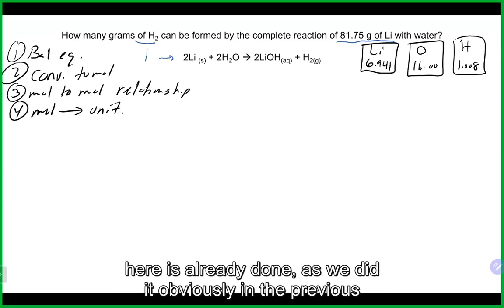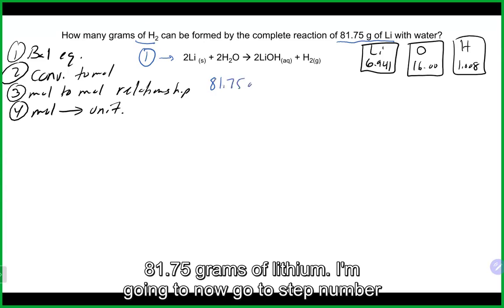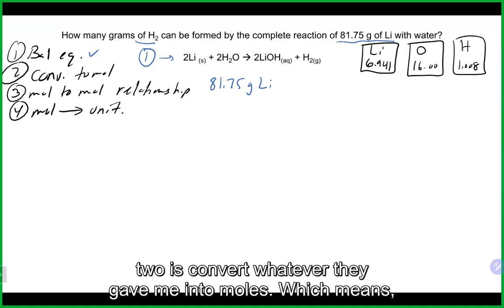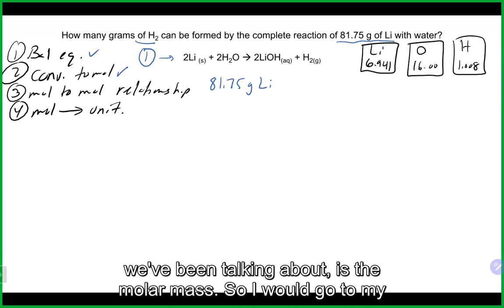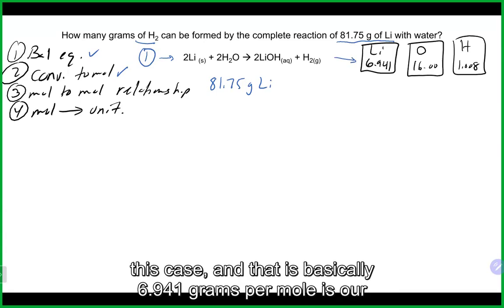So step number 1 here is already done, as we did it in the previous problem. The only piece of information given to us is 81.75 grams of lithium. I'm going to now go to step number 2. Do I need to do step number 2 in this case? Step number 2 is convert whatever they gave me into moles, which means yes, I do. This is a grams to moles conversion, which, as we've been talking about, is the molar mass. So I would go to my periodic table and find my conversion factor for lithium.